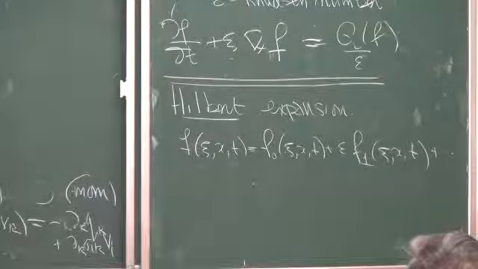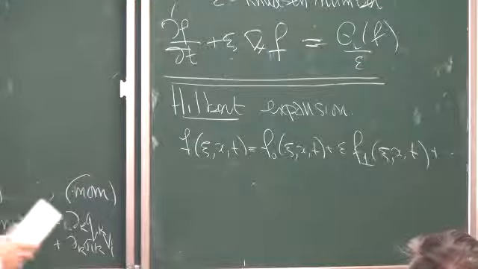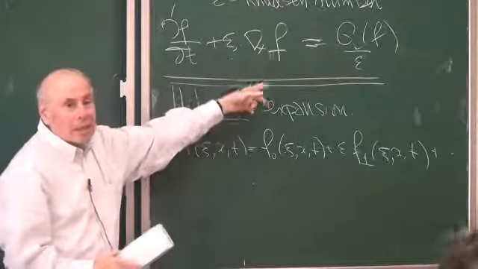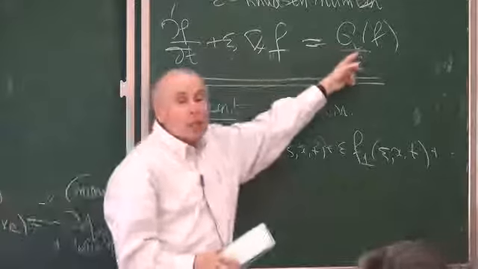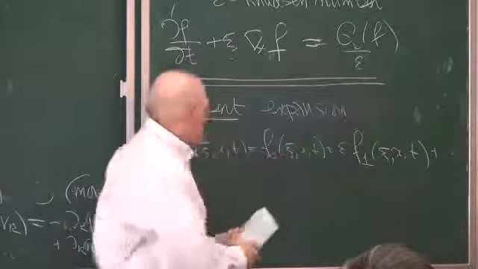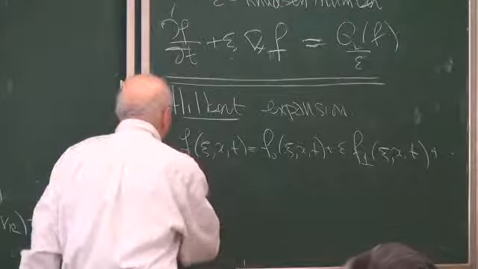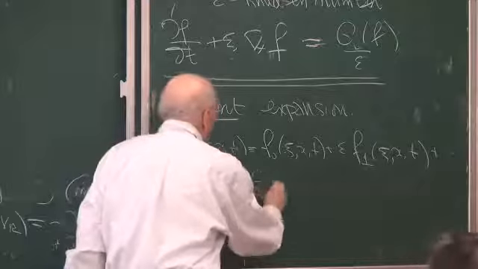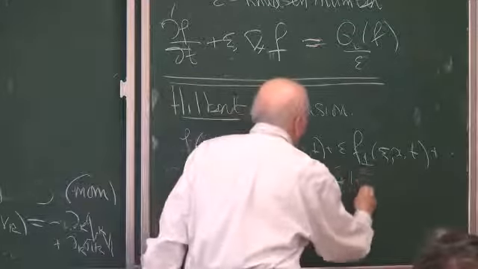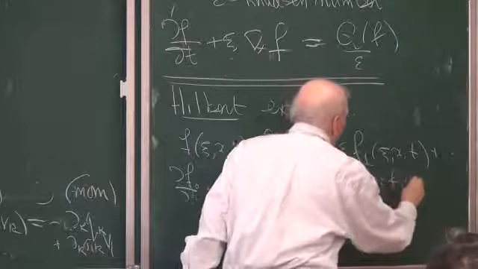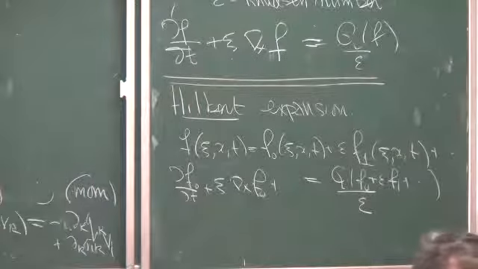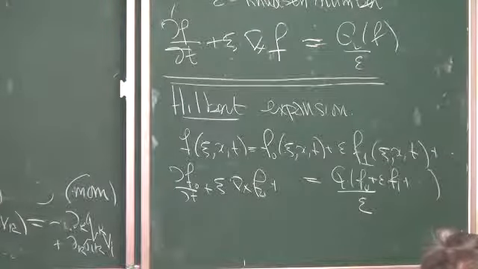Let's plug in the first term, because that's the only one we can do easily. So if we plug this in, what do we see? On the left-hand side, we see df0 plus dot dot dot. And on the right-hand side, we see q of f0 divided by epsilon. So if I plug in, to leading order, I see this one plus dot dot dot, and on the right I see q of f0 plus epsilon f1, etc. Not very deep. Multiply both sides by epsilon.